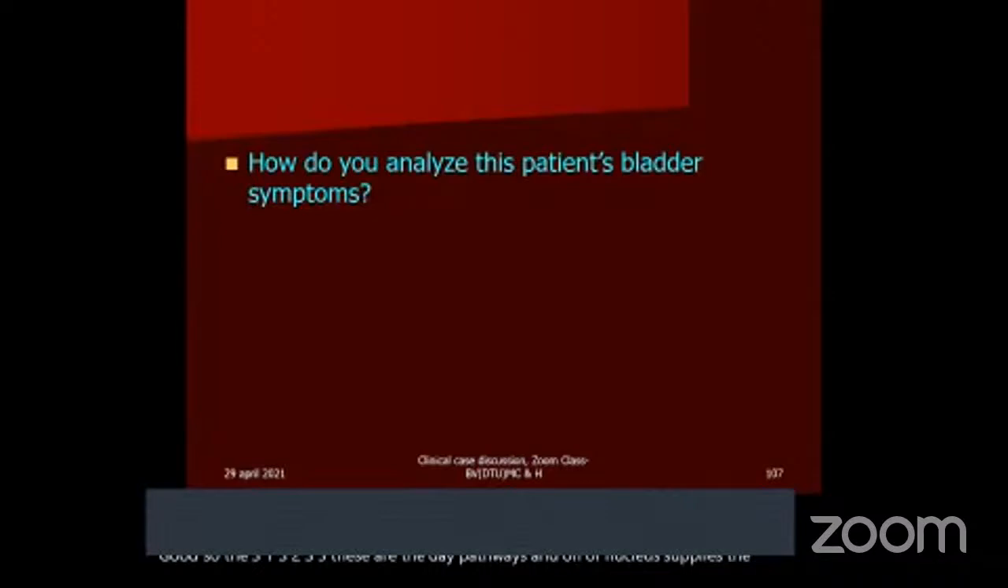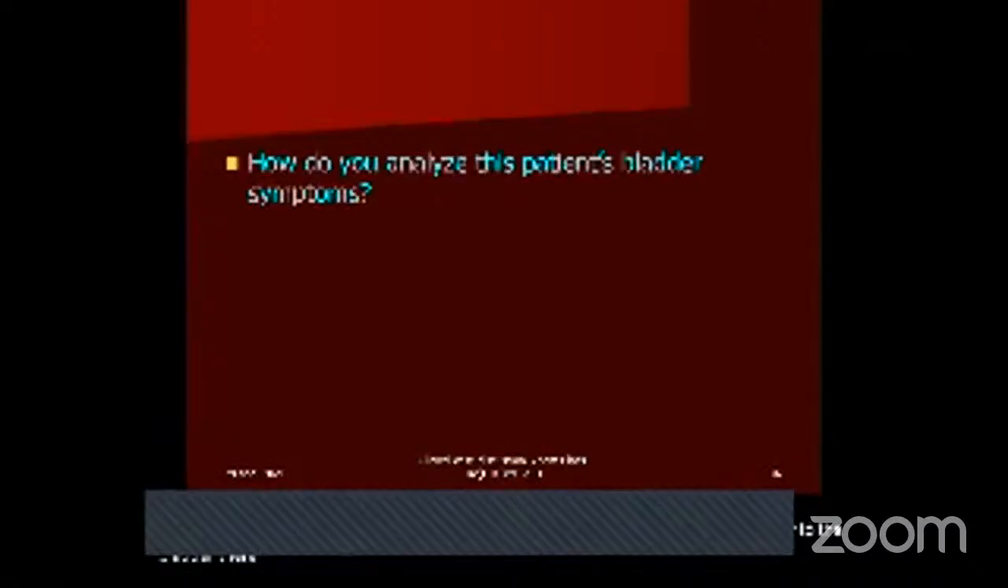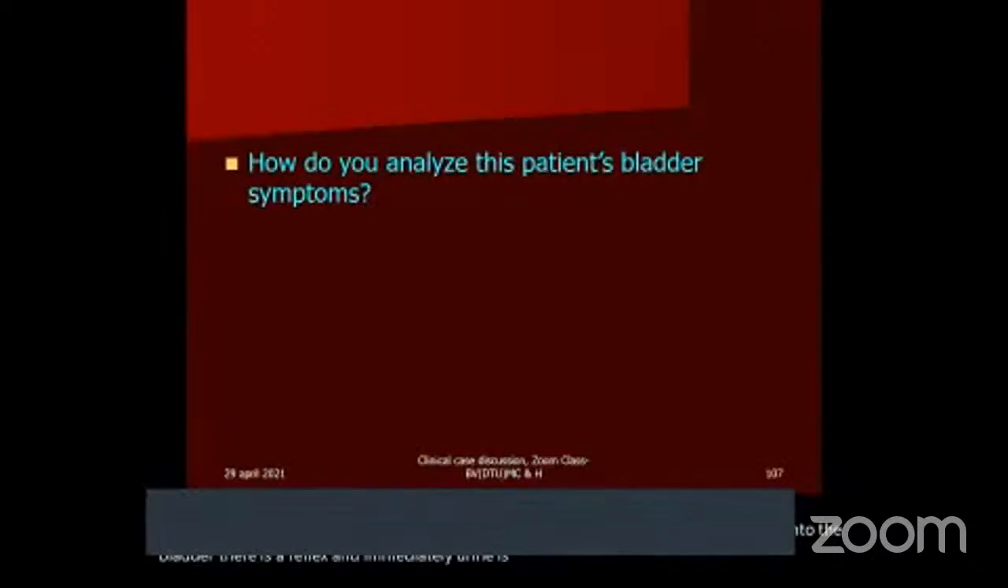Just remember a small child who is a newborn. In a newborn child, as soon as urine comes from the kidney through the ureter into the bladder, there is a reflex, and immediately urine is thrown out. And that reflex is mediated at the level of the spinal cord. That's why the infant keeps on peeing a lot of times.